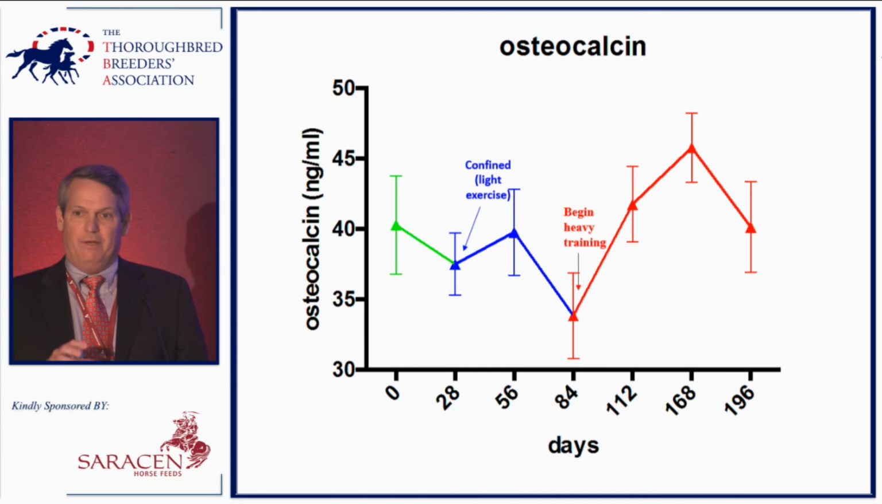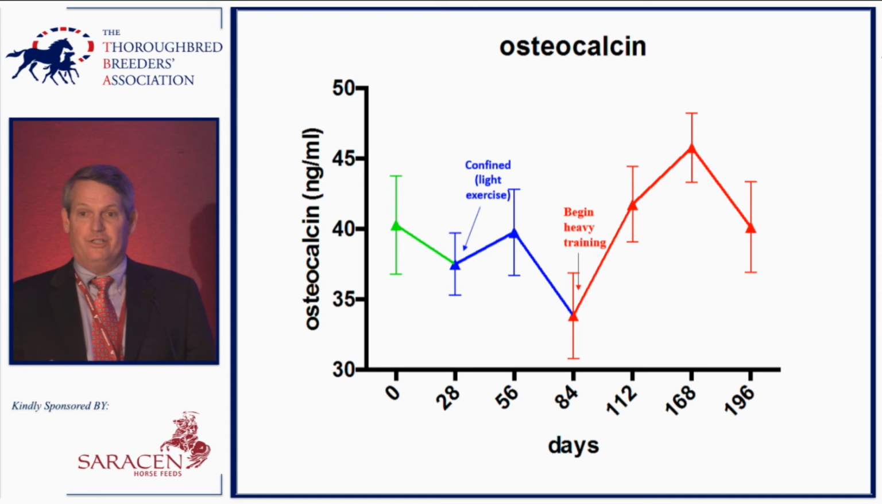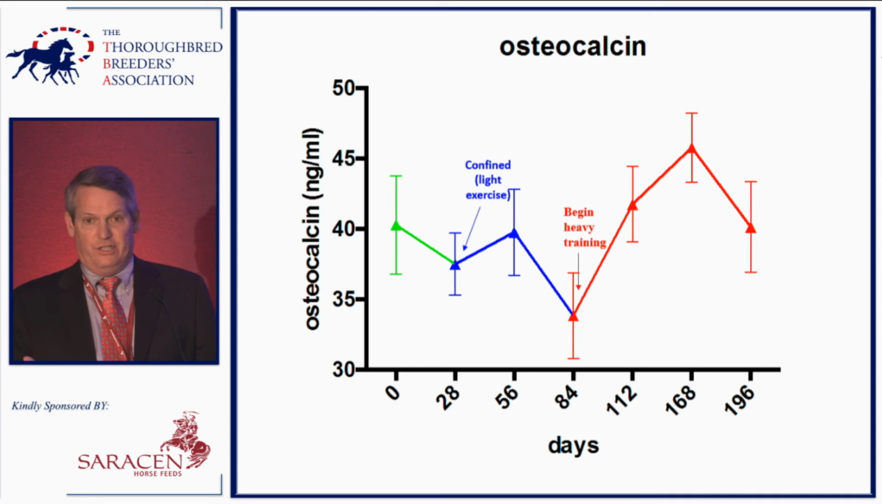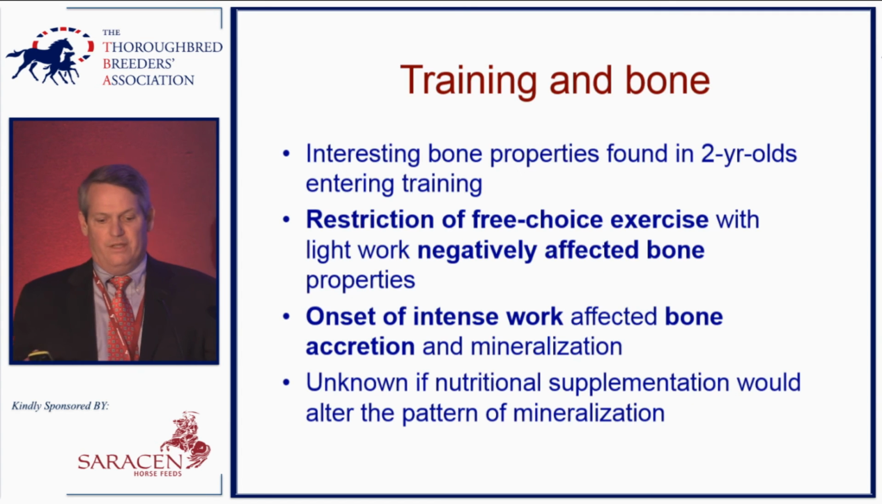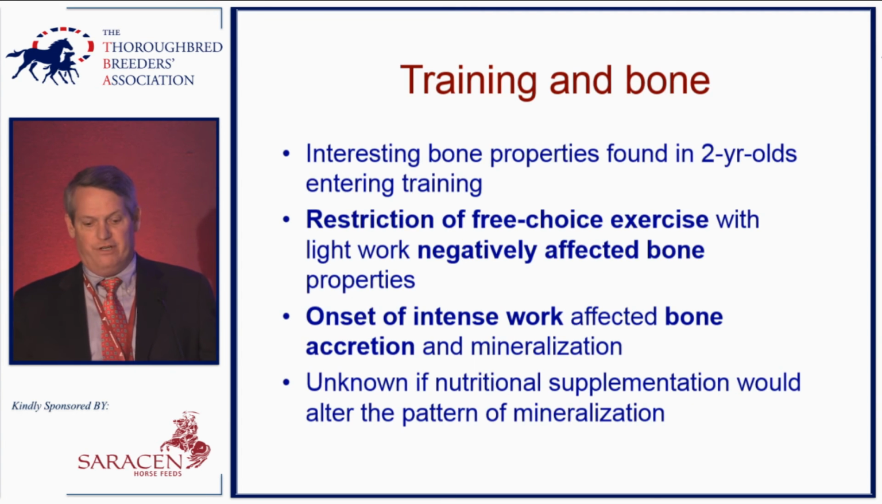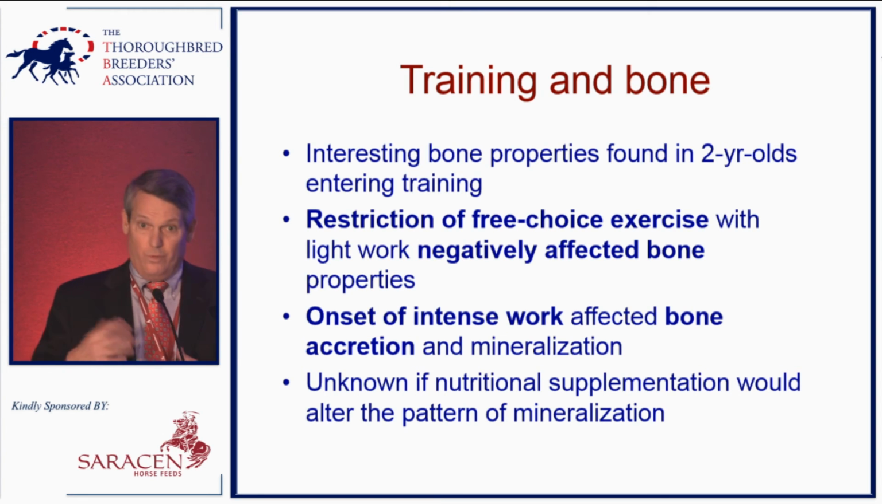When there's rapid bone turnover and bone formation, you see an increase in osteocalcin, and you can measure that increase in the blood. And you see here what happened. You got a decrease in osteocalcin during confinement. When they started to train them, it went back up. So this shows that restriction of free exercise with just light work can have a negative effect on bone properties. When they got on with proper work, they ended up remineralizing as you had hoped.